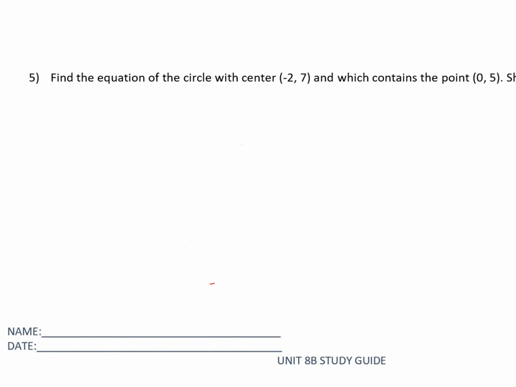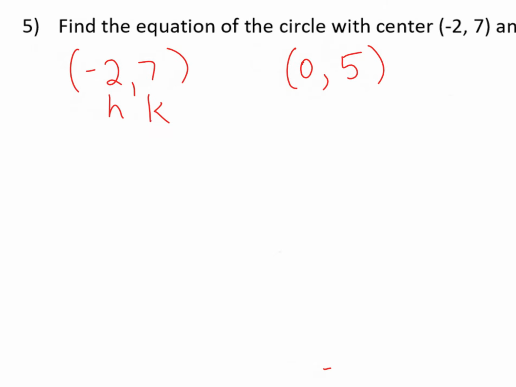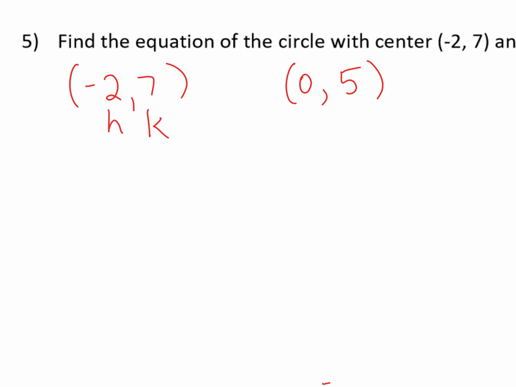Now we have 2 points. We have negative 2, 7, which is the center. So I'm going to go ahead and label that (h, k). And another point on the circle, 0, 5. So that is just a random point on the circle, which is going to be represented in the equation as (x, y). It's just a point out on the circle.